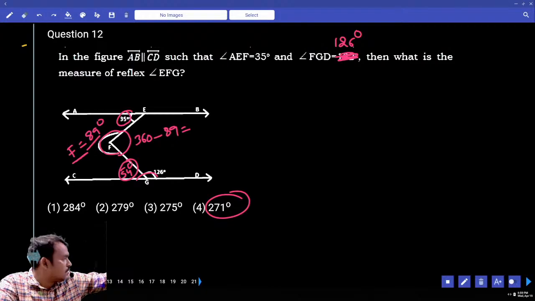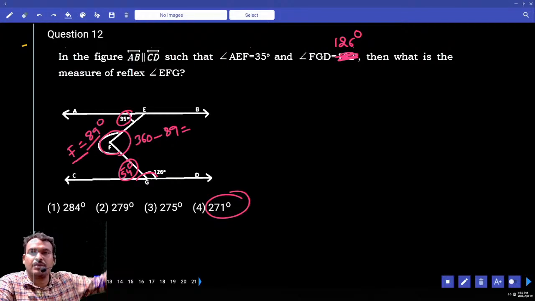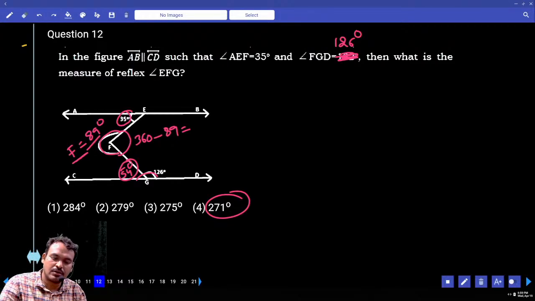The left side F value is nothing but the sum of 35 plus 54, which is 89. Out of 360, this one is 89, so what is the remaining angle? 360 minus 89. A reflex angle is subtracted from 360. 360 minus 89 is the answer.